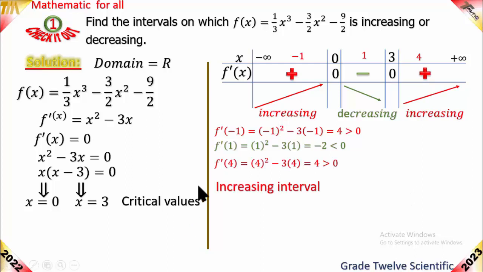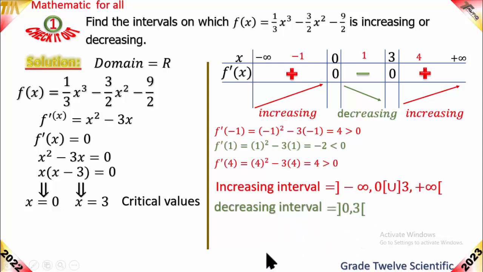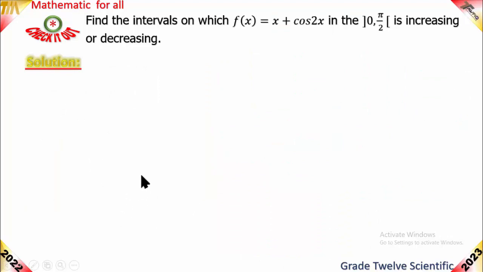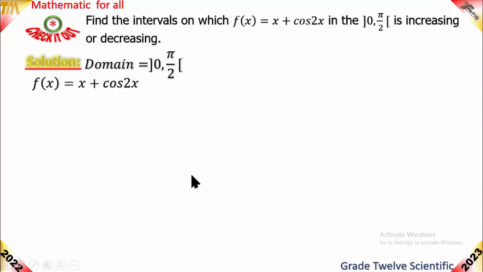Increasing interval is from minus infinity to 0, from 3 to the positive infinity, and decreasing interval is 0, 3. Check it out. Find the interval on which f(x) equals x plus cosine 2x in the interval 0, pi over 2 is increasing or decreasing. The domain of this function as it is given is from 0 to pi over 2. And now find the first derivative.